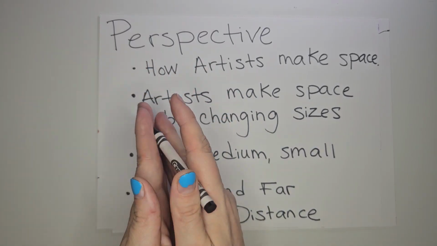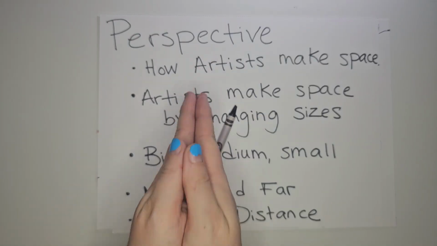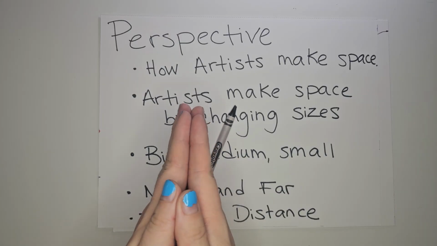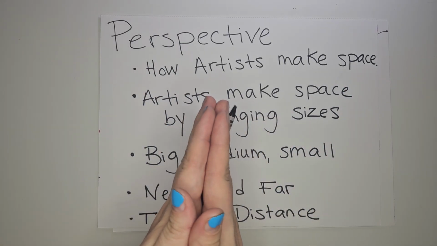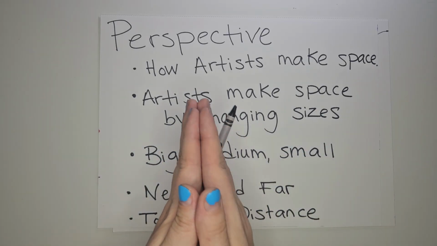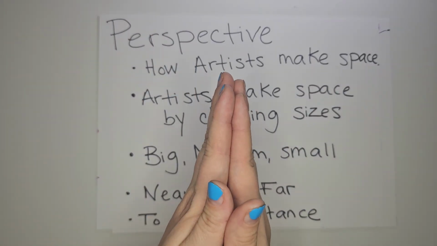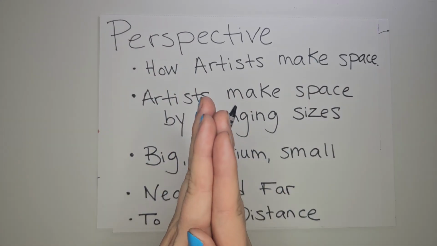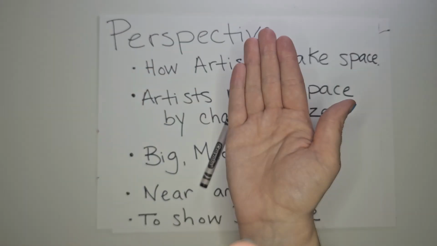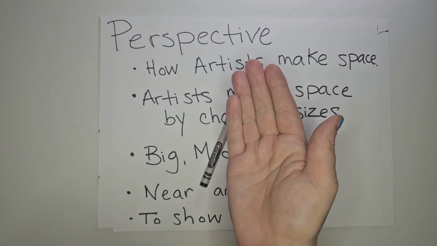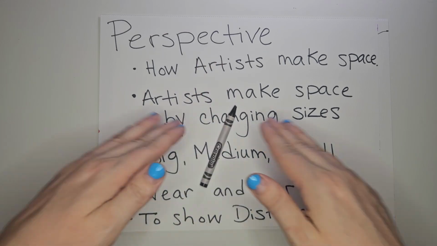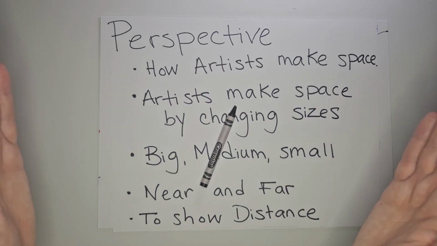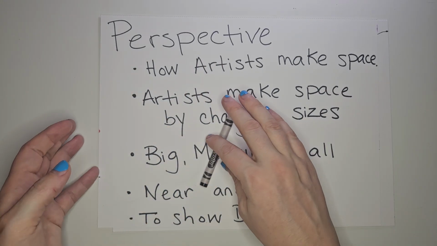Artists make space. And you take your little hands and you're going to do this with me. Artists make space. You say, artists make space by changing sizes. And you say, by changing sizes. Big, medium, small. Big, medium, small. Near and far. Perspective. We're all going to clap. Ready? Perspective. Good job.